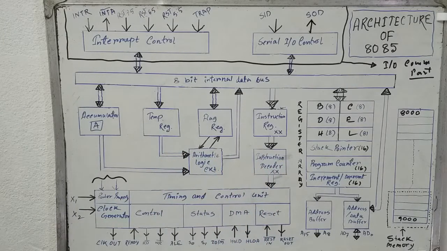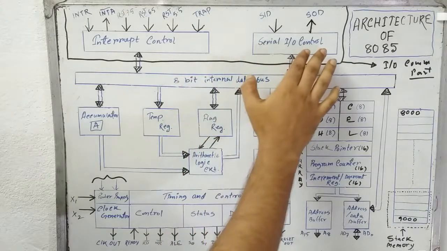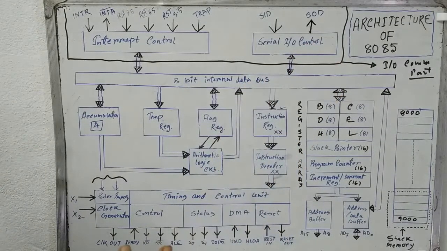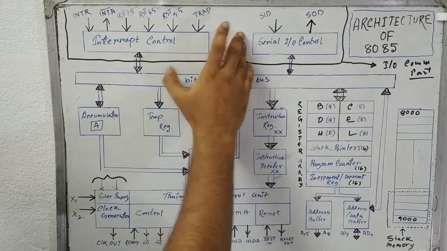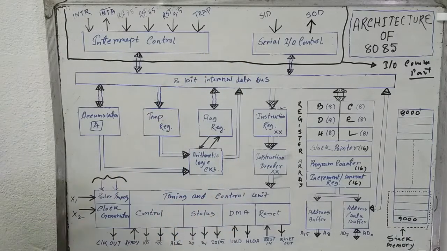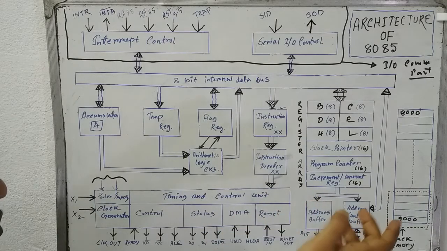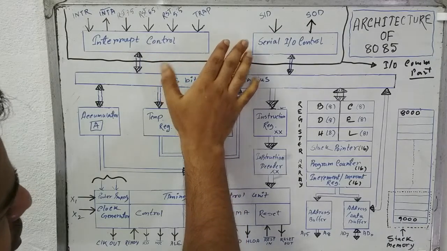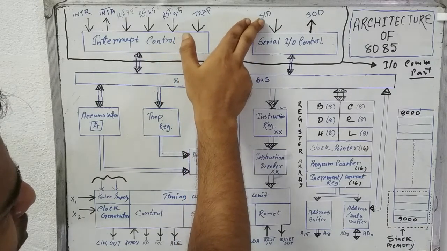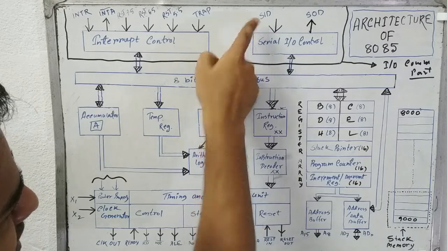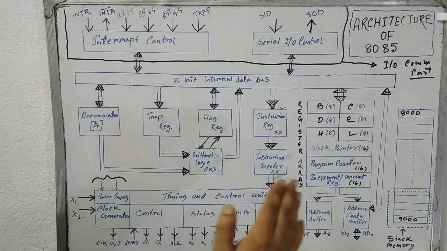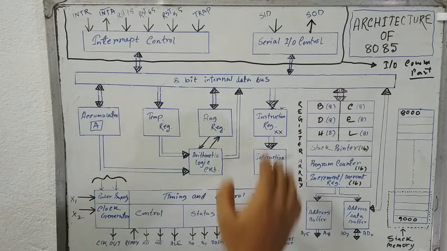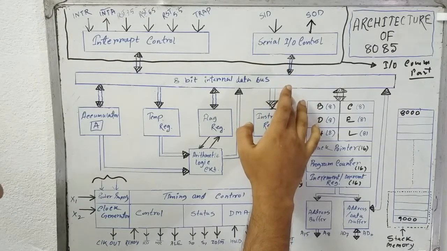This serial input output control block helps to convert serial data into parallel and parallel into serial. When the external input output device sends serial data to the microprocessor through this serial input data hardware pin, it will first convert the serial data to parallel and send that to the microprocessor.